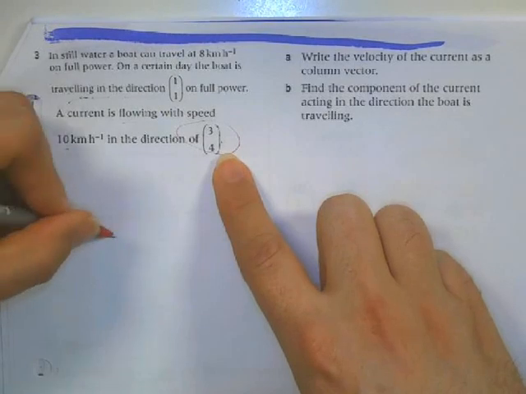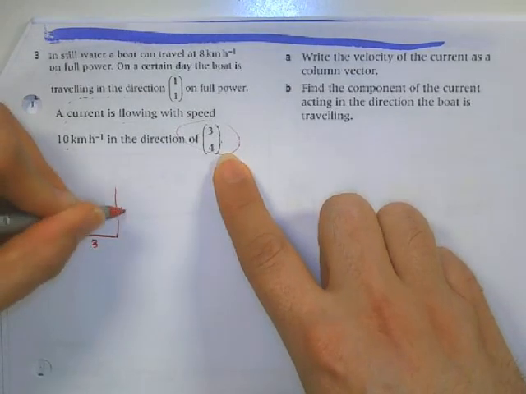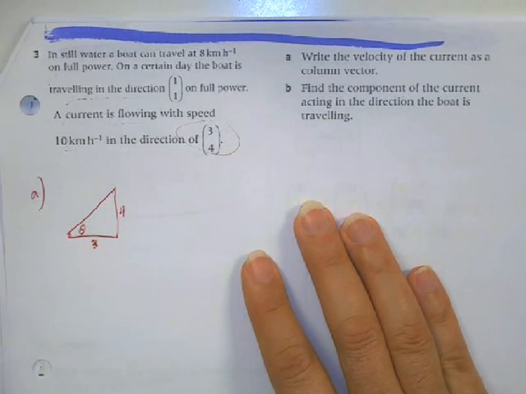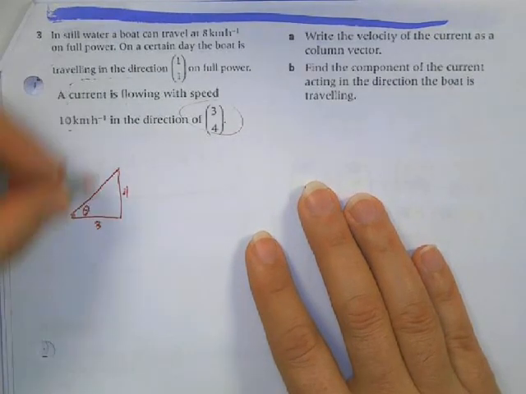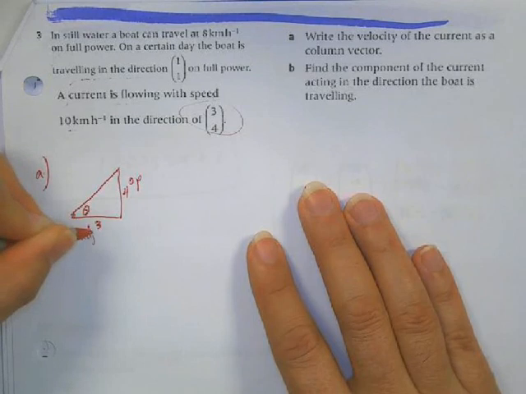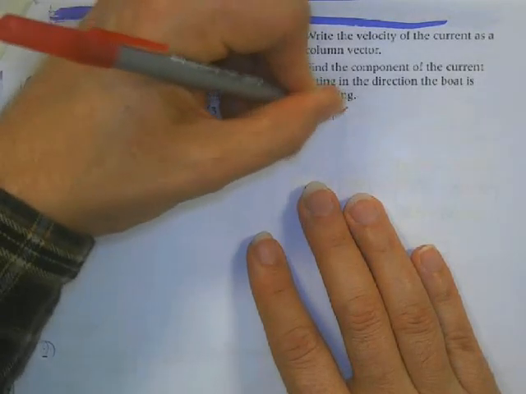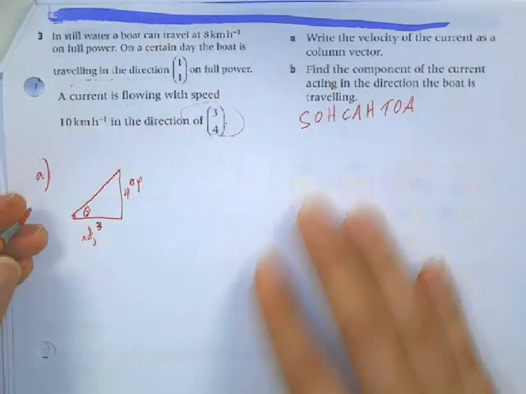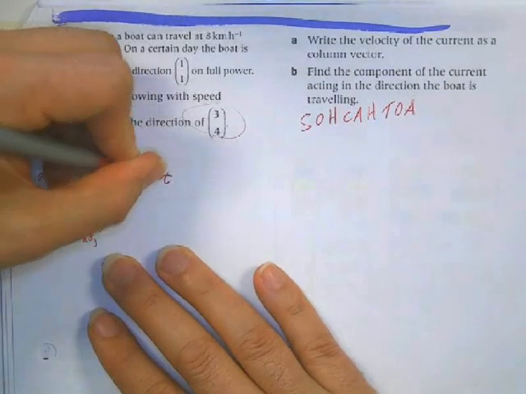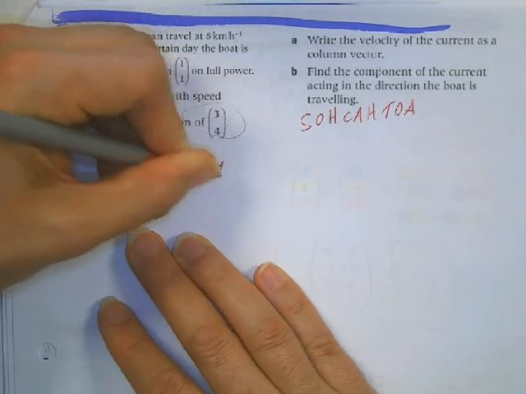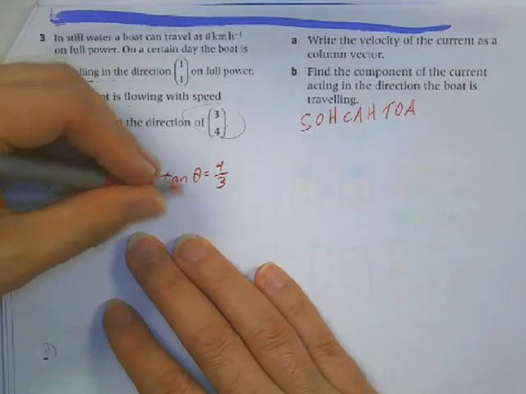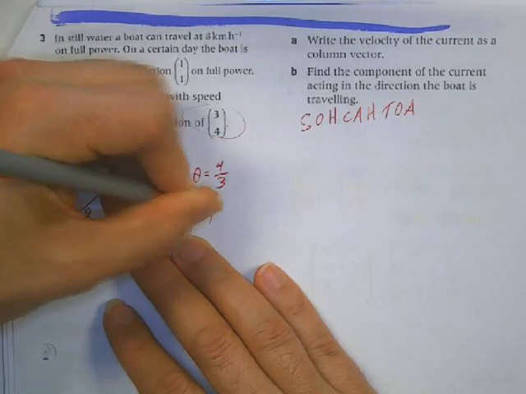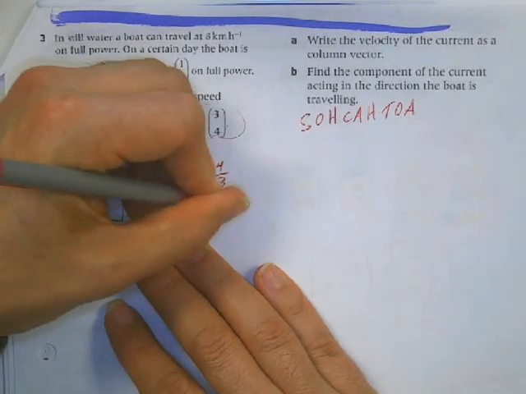In the x direction it's going 3, in the y direction it's going 4, and we want to figure out this angle. In order to figure out the angle, we know it's opposite, we know it's adjacent. I'm just going to write this here as a reference. So opposite and adjacent, I'm going to use tangent. Tangent theta equals 4 over 3. Using my calculator, I figure out that this is 53.1 degrees.